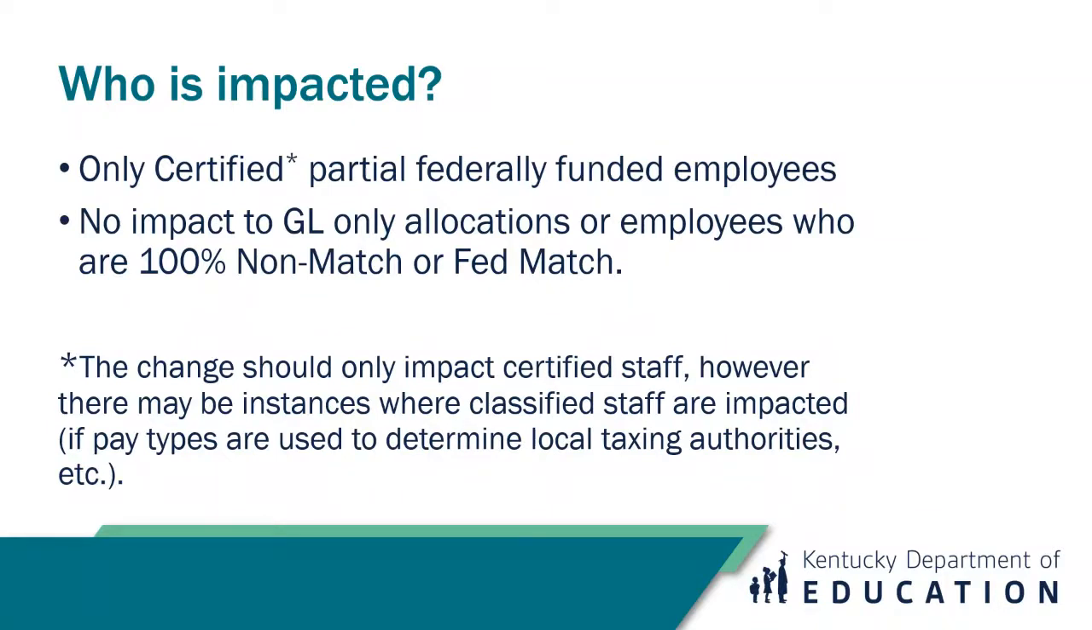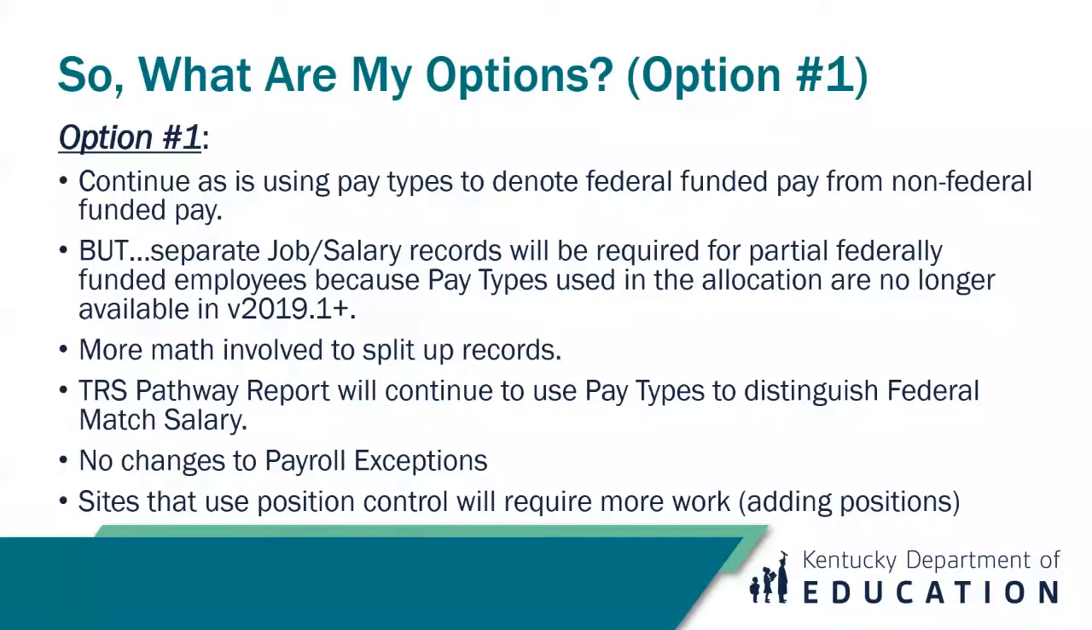So what are your options? Option number one, you should be somewhat familiar with already. We've presented on this. You can continue as you're doing now, using pay types to denote federal funded pay or non-fed pay, but it is going to require you to have separate job salary records for those partially funded employees, since those pay types have been removed from the allocation.